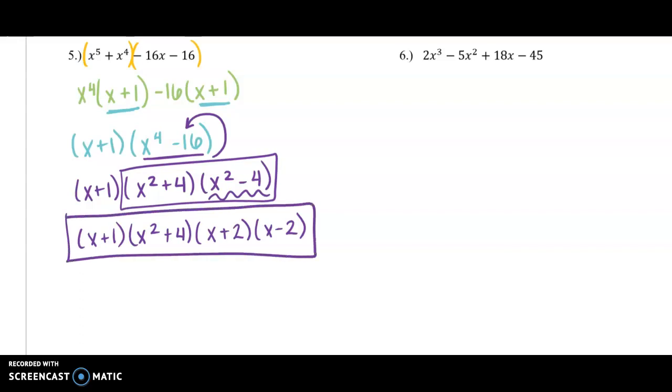It's not always the prettiest. It's very long in this case, the answer, but that is how I would split it up, simplify, and factor it as much as possible. You might be able to do it a couple times.